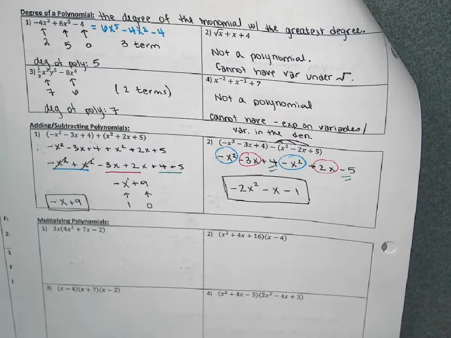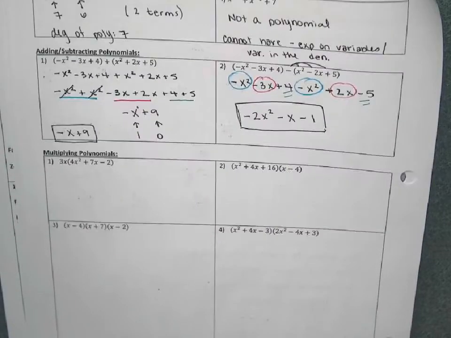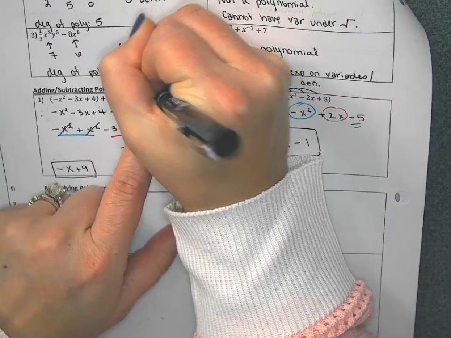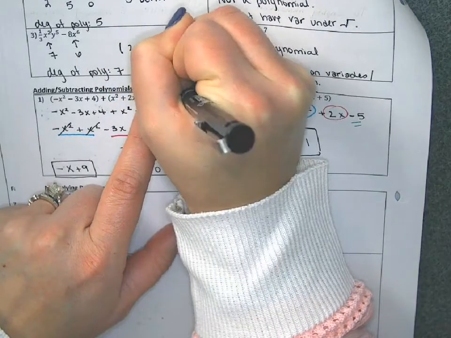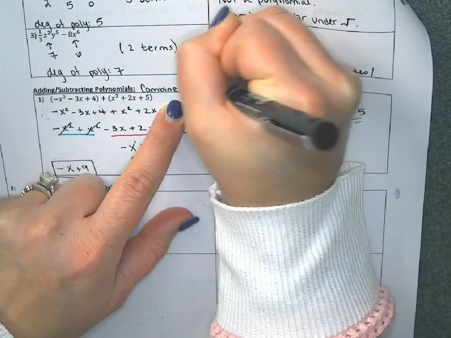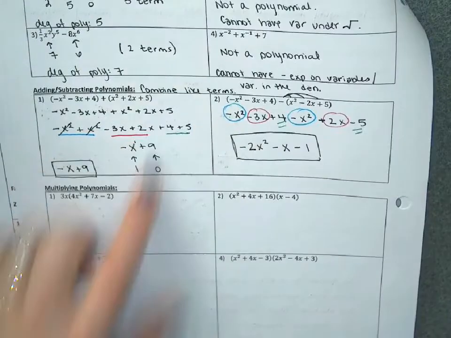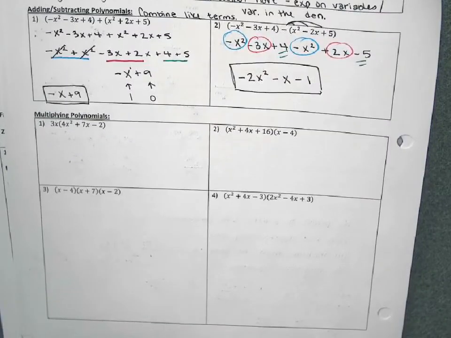Multiplying polynomials. So now we've done adding and subtracting. Oh, I forgot to write in here. All you're doing here is combining, so combine like terms. That's the big thing to remember here. Okay. Combine like terms.